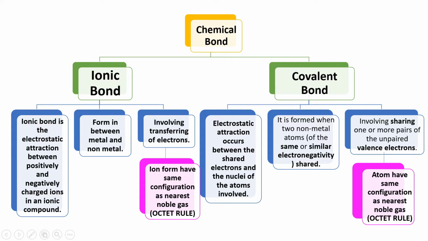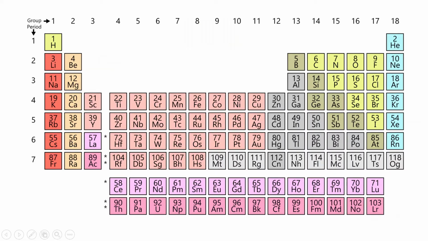Go to the next part. How do we know how many electrons will be transferred, or accepted, or shared, in order to have the same configuration as the nearest noble gas? So we look at this periodic table. Do you know which element will accept electrons, which will share electrons, which will transfer electrons? From the periodic table, how do we know whether the element will share, transfer, or accept electrons?